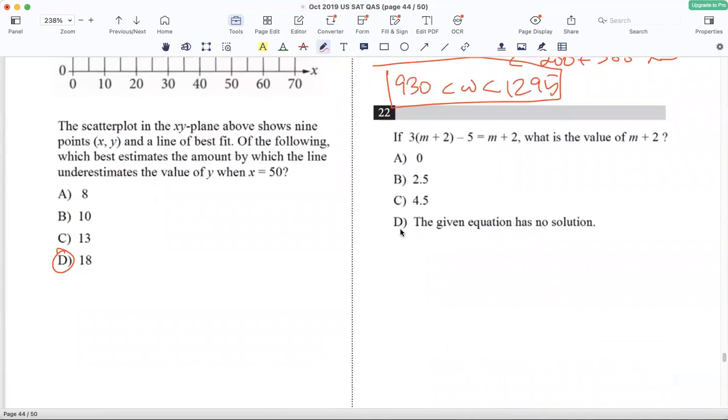If 3m plus 2 minus 5 is m plus 2, what is the value of m plus 2? So let m plus 2 be x. So 3x minus 5 is x. So 2x is 5. So x is 2.5. So m plus 2 is 2.5.